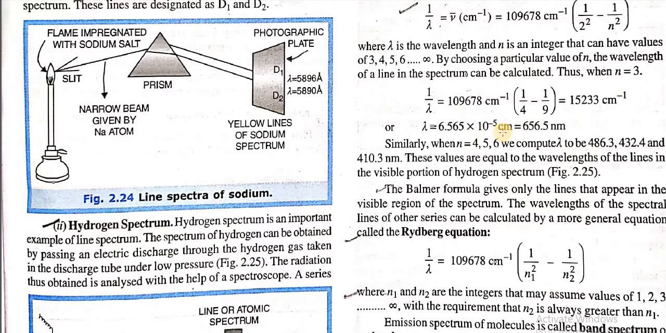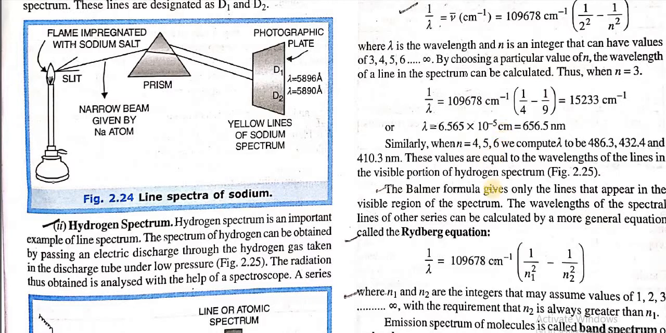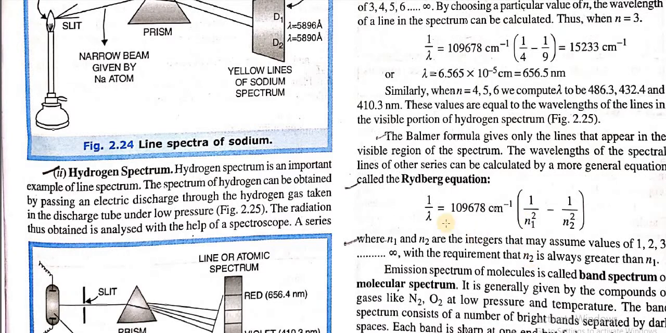We have got a formula, okay? The wavelength of the spectral lines of the different series can be calculated by a more general equation called the Rydberg equation. It has been put into one general equation which will be helpful to calculate the wavelength. So it is given by 1 by lambda equals R, the Rydberg constant, times the bracket 1 by n1 square minus 1 by n2 square.